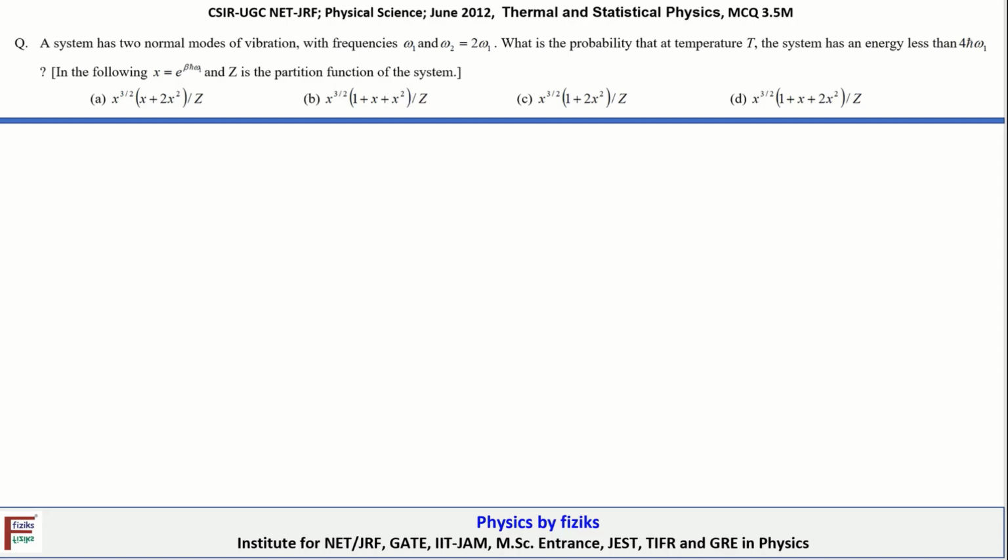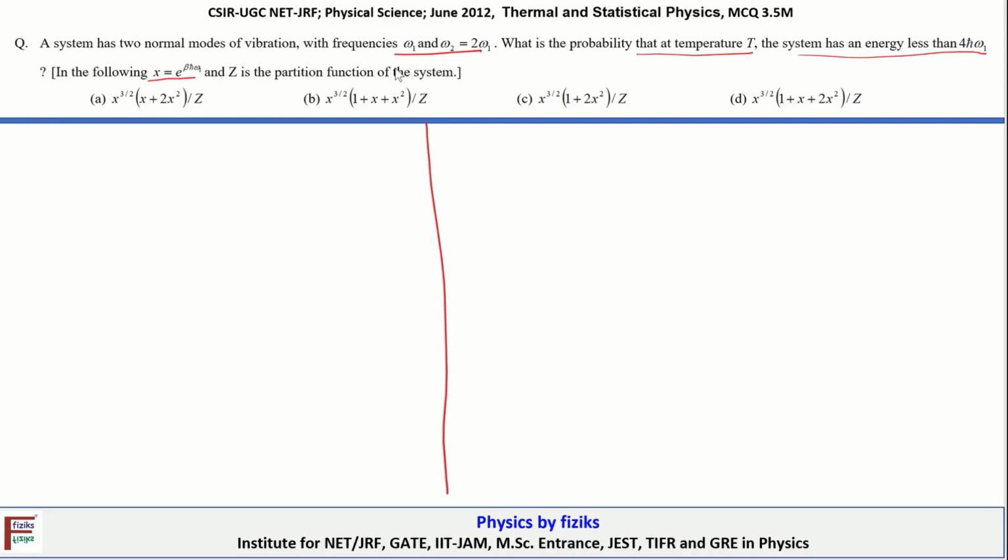So let's continue with the next problem. The statement is, a system has two normal modes of vibration with frequencies omega 1 and omega 2, that is equal to 2 omega 1. So that is the frequency of two normal modes, that is different basically. Okay, what is the probability that at temperature T the system has an energy less than 4 h cut omega 1? Here we are given x is equal to exponential beta h cut omega, and Z is the partition function of the system.